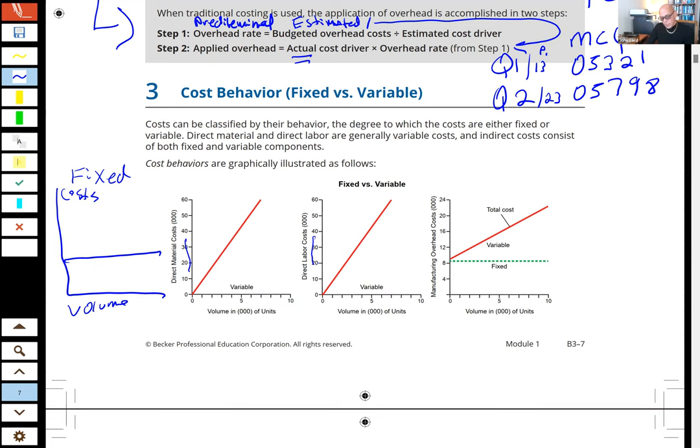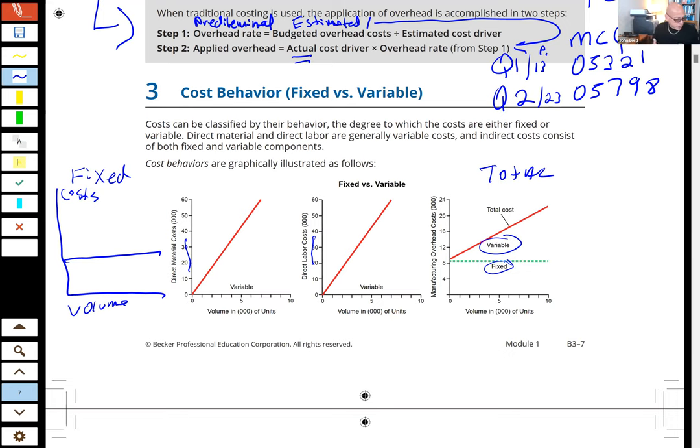Then what? Our total cost, this one is total, is going to be our variable component, right? But we're also going to have the fixed component. So what happens is the fixed cost really pushes up our total cost function regardless of the number of units we produce. We're going to have some fixed cost, and then we start adding variable cost on top of that to compute our total cost.